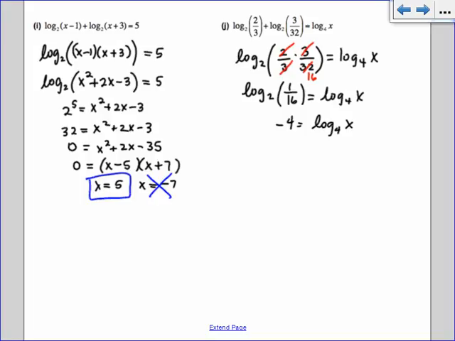So for solving, we're going to have 4 to the negative 4 equals x when we switch forms. So it's going to be 1 over 4 to the 4. Anybody know 4 to the 4? 256, is it 256? Yeah, it is. So 256, you're good, you don't have to think about it. All right, that's your answer.